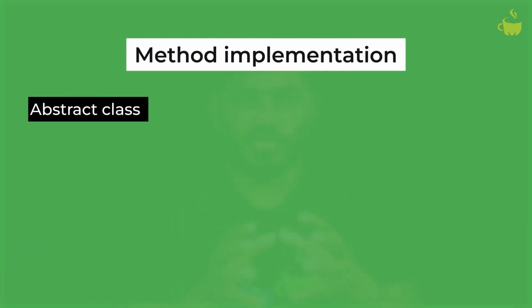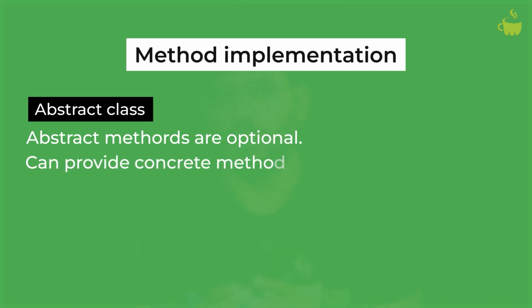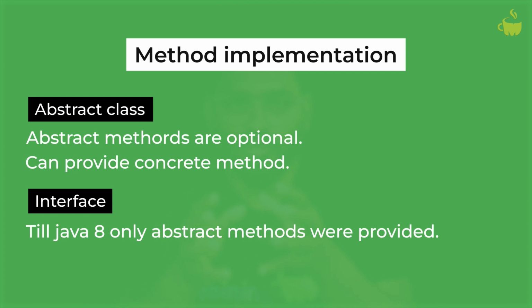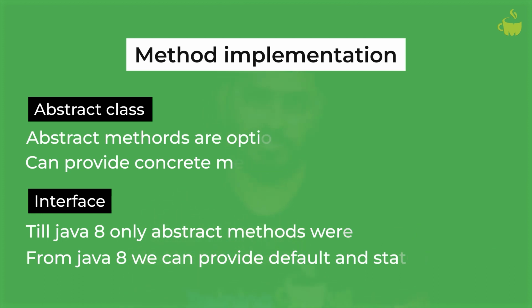In abstract class, abstract methods are optional. Means we may provide abstract methods, we may not provide the abstract methods. And along with abstract methods, you can also provide concrete methods. Whereas in interfaces, till Java 8, we used to provide only abstract methods. But from Java 8, we can also provide the default methods and also static methods.